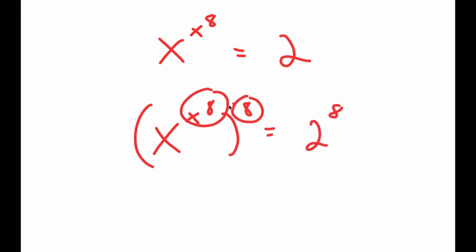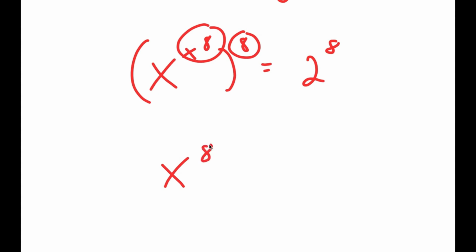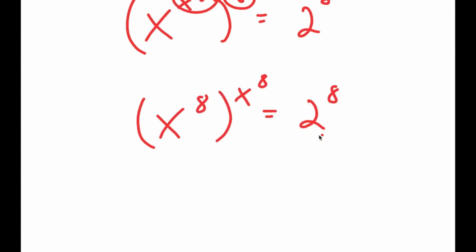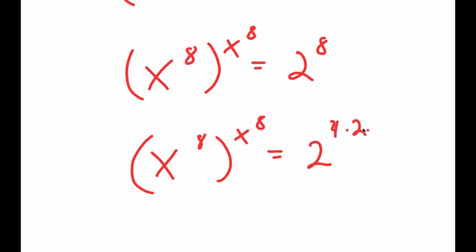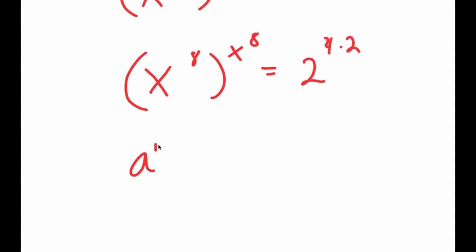And now I'm going to switch the places of these two. So I get x to the power of 8 to the power of x to the power of 8 is equal to 2 to the power of 8. Now I can rewrite 2 to the power of 8 as 2 to the power of 4 times 2. And if I have something in the form a to the power of m times n, this is equal to a to the power of m to the power of n.